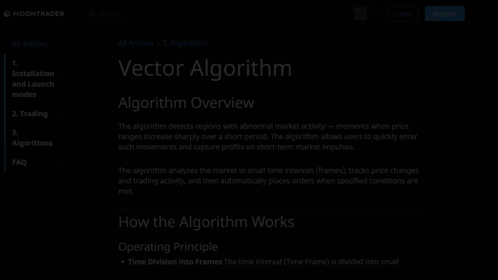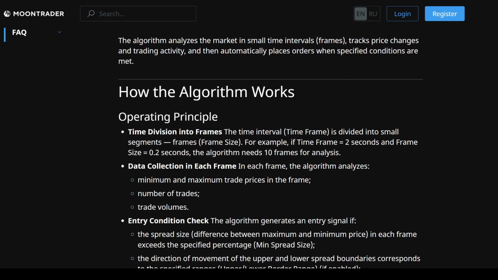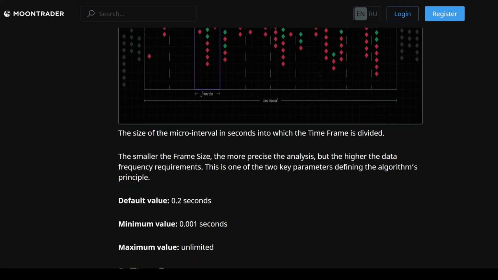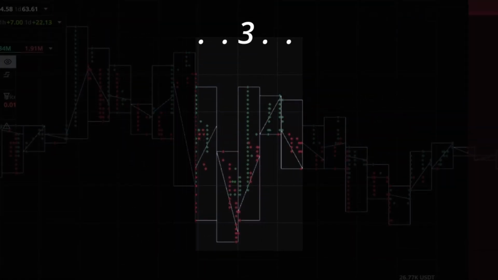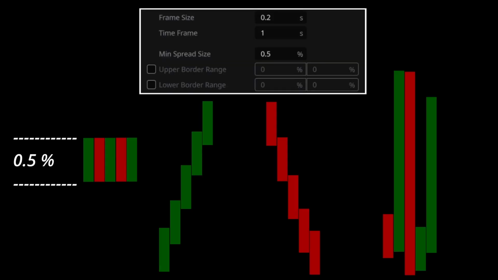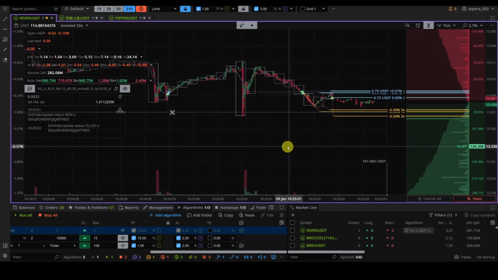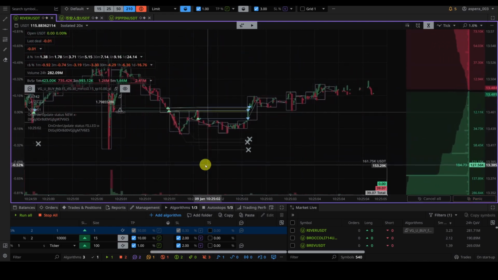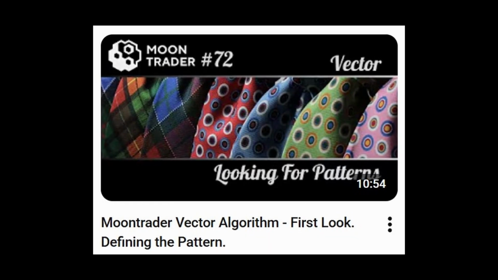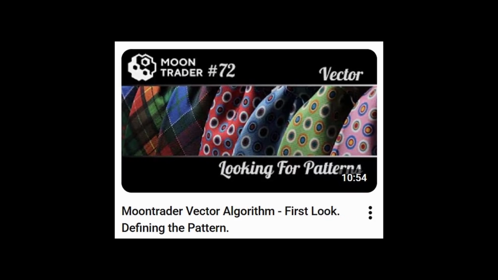Hey everyone! Today is part 2 of figuring out the new vector algorithm in Moontrader. Last time I broke down the basic mechanism it uses to search for patterns. Today we'll look at what the algorithm does once a pattern is found. If you haven't seen the previous video, number 72, I suggest you watch that one first, as things here will make more sense when you're familiar with the basics.